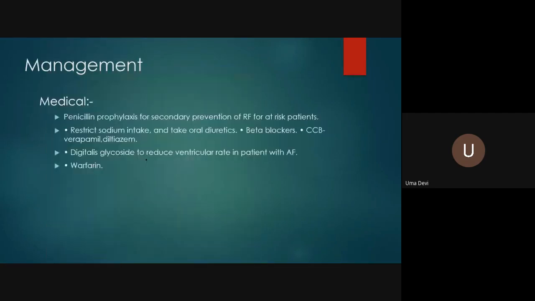So coming to the management. Suppose it's a pure mitral stenosis without any complication. So penicillin prophylaxis for secondary prevention of rheumatic fever for at-risk patient. This will be your number one answer. Then next is, of course, we have to restrict sodium intake and take minimal dose of oral diuretics. Suppose a patient is in atrial fibrillation, then there is a role of beta blocker, calcium channel blocker like verapamil, diltiazem, and digitalis like digoxin. That is to reduce ventricular rate in patient with AF.